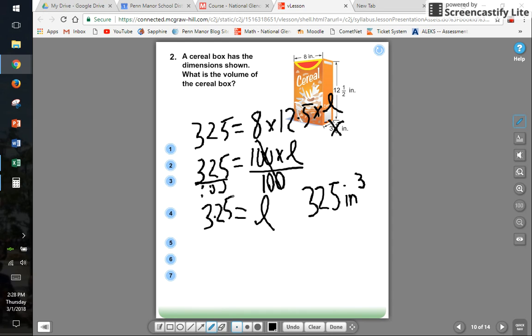Ladies and gentlemen, that's how you work with volume with rectangular prisms. That's how you find the missing piece of a rectangular prism. And that, my friend, is the maths you should know.